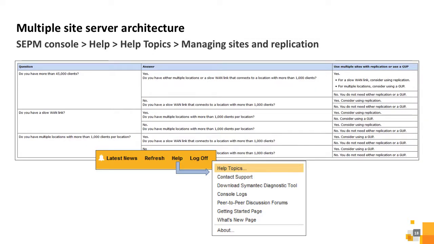Before you install a second site, you should decide whether or not multiple sites and replication are a good choice in your network. Setting up more than one site adds complexity that you may not need. Symantec Endpoint Protection Manager Help contains a useful guide to help you determine if multiple sites are right for your environment. You can access this guide and other information via the SEPM console, Help, Help Topics, Managing Sites, and Replication.